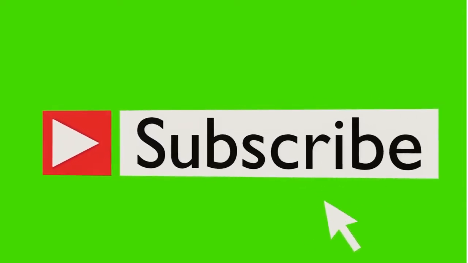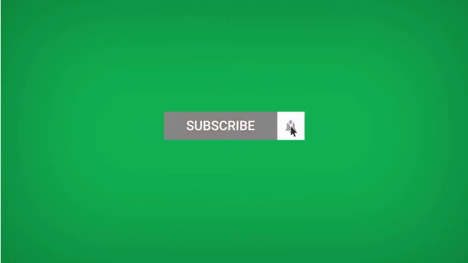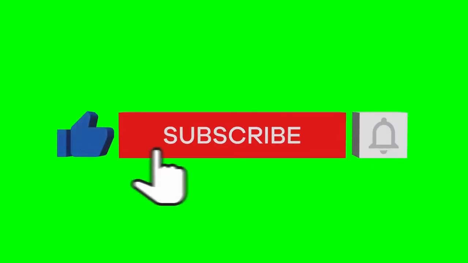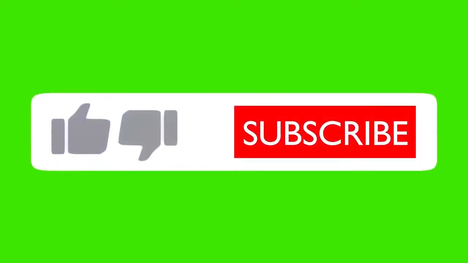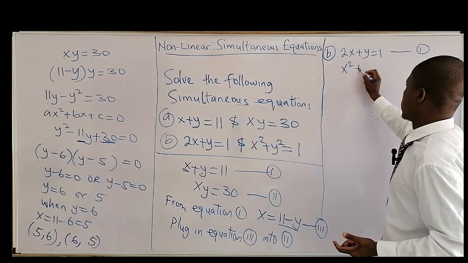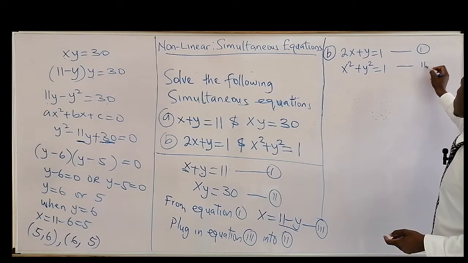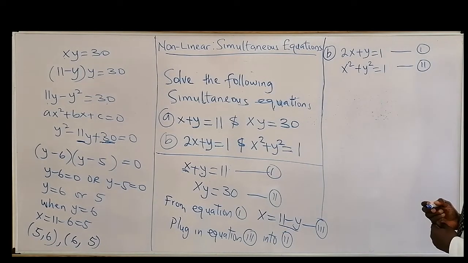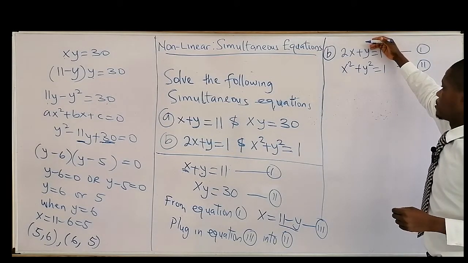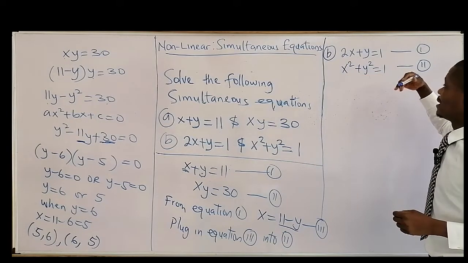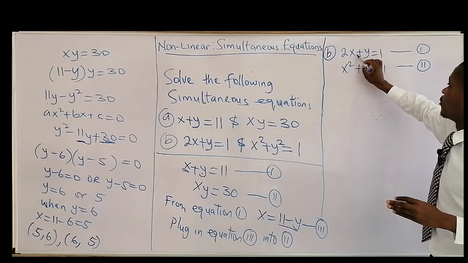The B part, we have 2x plus y equal to 1. Call that one equation 1. Then we have x squared plus y squared, a polynomial of power 2, a quadratic, equal to 1. Equation 2. So what do we do? Since equation 1 is linear and this is not linear, it's more convenient to make a subject from equation 1.